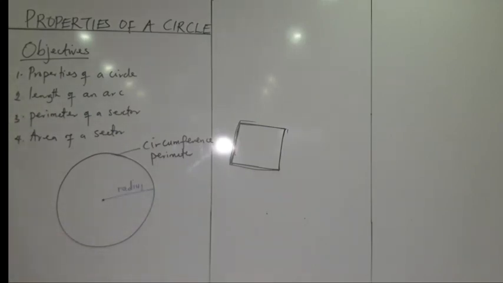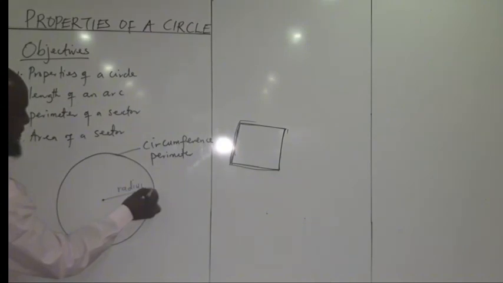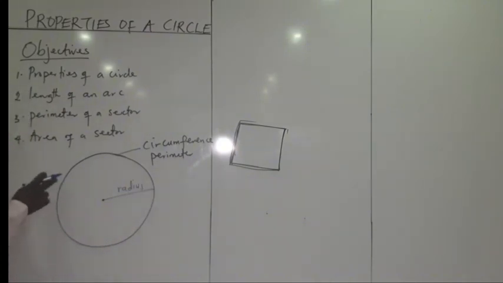Right. Now, if you draw a line from one part of the circumference to another part of the circumference, and the line passes through the center of the circle, that line is called diameter. You can see this line passes through the center of the circle. So this line here is what we refer to as what? Diameter. I hope I'm making sense.